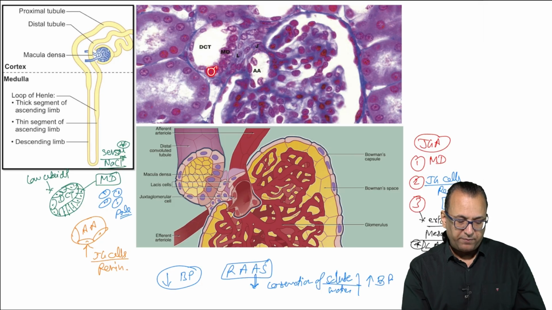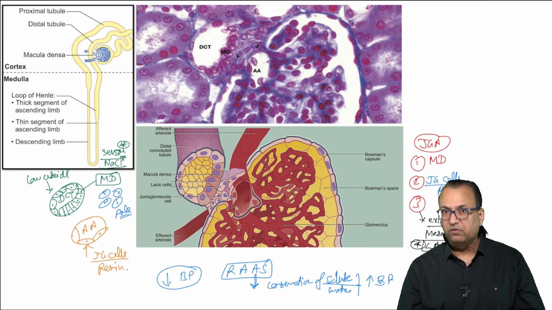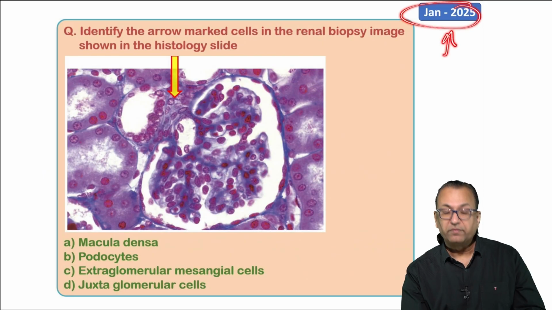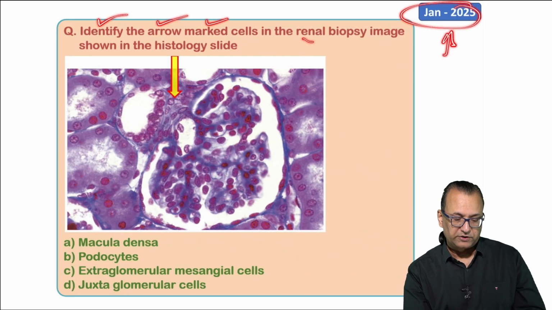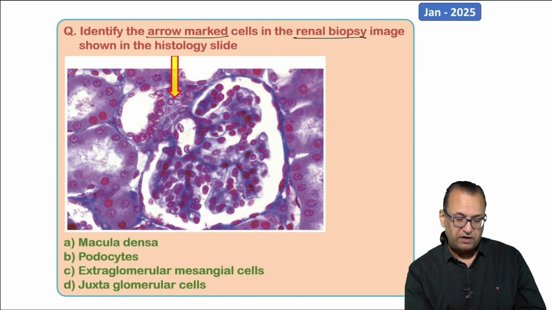So these nuclei belong to the macula densa in the DCT. These nuclei belong to the afferent arteriole, the tunica media, JG cells, and these nuclei belong to the Lacey cells. Why we want to know all that is because we got a question. This is your question, January 2025, FMGE exam, and they are asking to identify the arrow marked cells in the renal biopsy image.